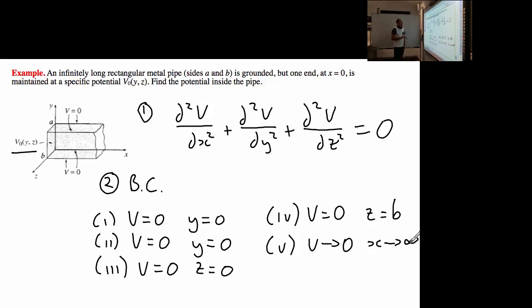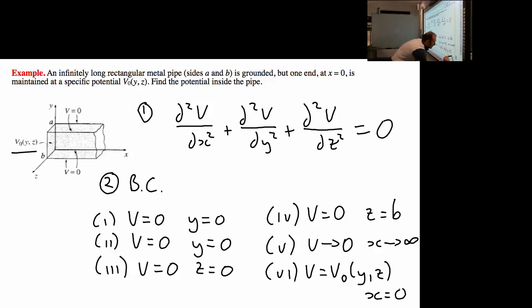And our last one is what happens at x equals 0. Well, at x equals 0, we're going to have a potential. So the last one is V naught, which is dependent on y and z, and that's for x equals 0. Okay, so that was our second step. We've identified our boundary conditions.